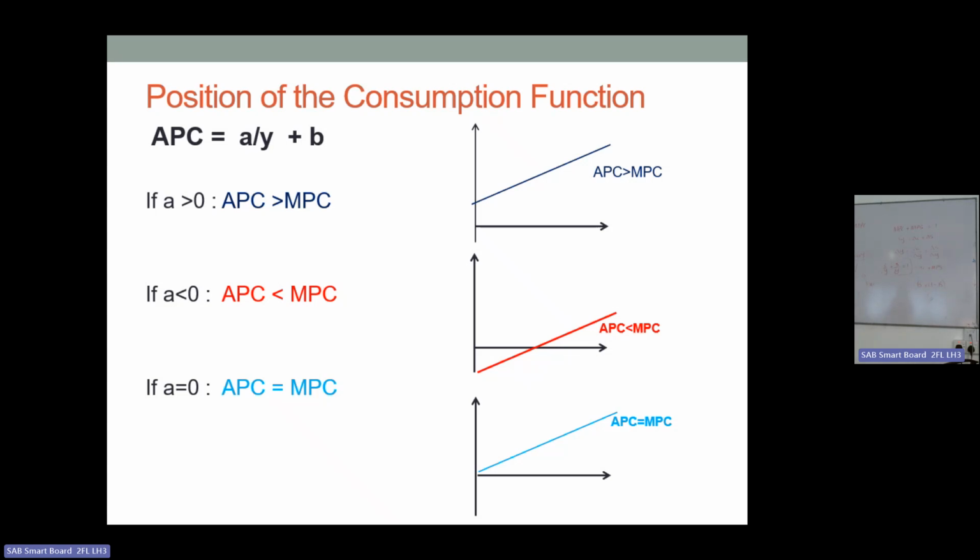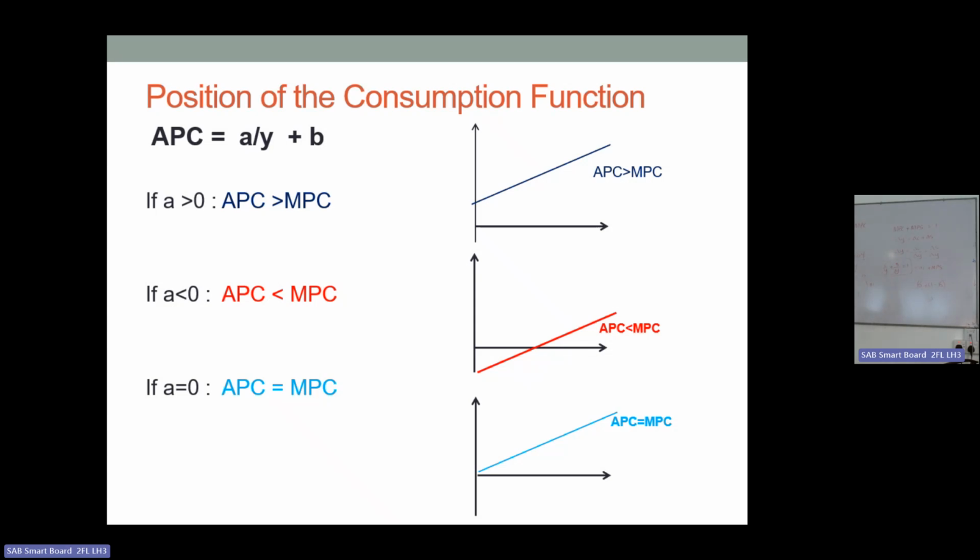So we discussed earlier that A over Y is added to B, which equals APC, which means APC is higher than MPC. So when APC is higher than MPC, the consumption function looks like this, starting from the positive y-axis. The consumption function is positive.